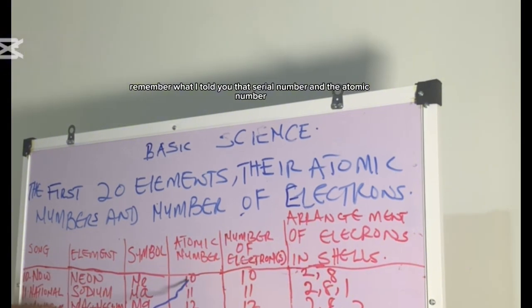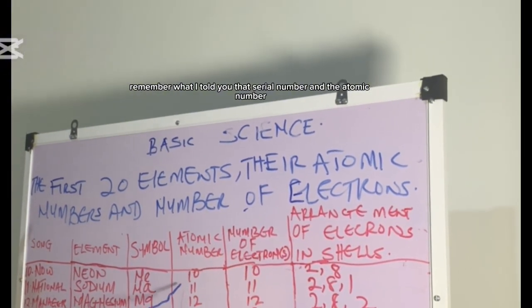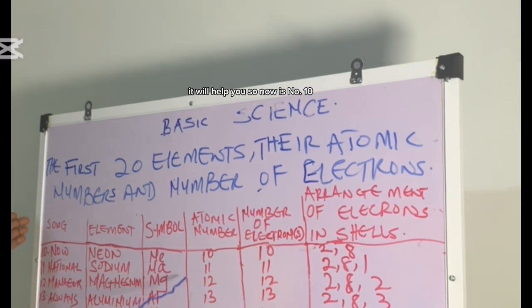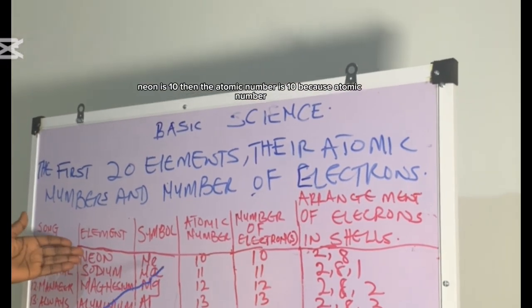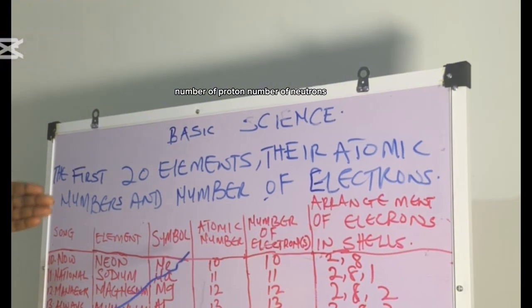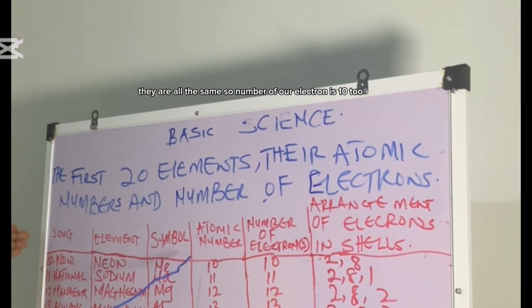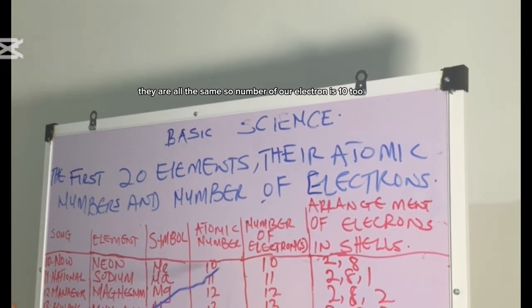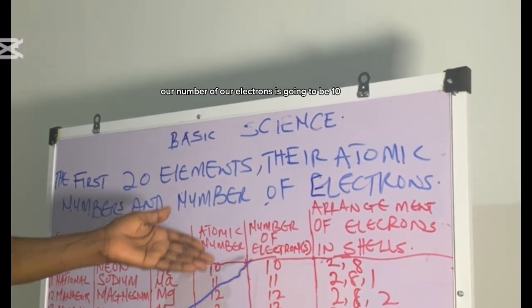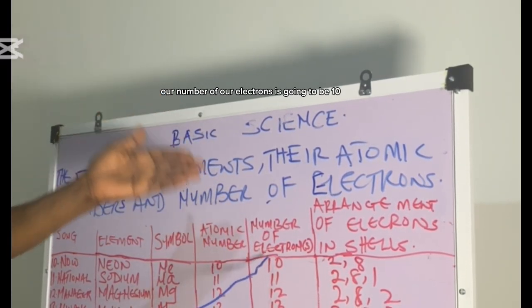That means neon with the symbol Ne has atomic number 10. Remember what I told you, that serial number and the atomic number, once you follow this song it will help you. So neon is 10, then the atomic number is 10, because atomic number, number of protons, they are all the same. So the number of our electrons is 10 too. Since our atomic number is 10, our number of electrons is going to be 10.